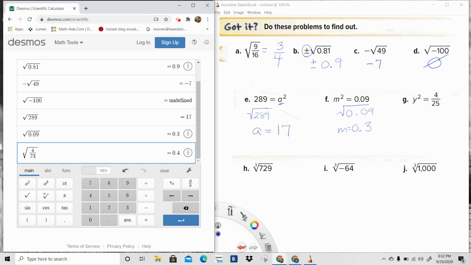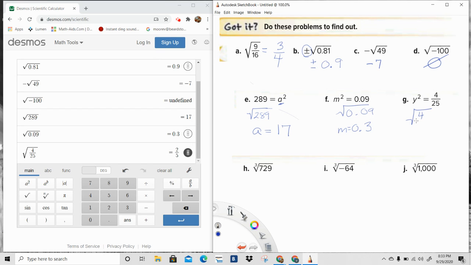But guys, if the problem is written as a fraction, I want your answer as a fraction. If it's written as a decimal in the problem, then your answer is a decimal. But here, the problem is written as a fraction, so I would like to have your answer as a fraction. So if you don't know what that is, you can come over here and click this fraction button. And it will show you that the square root of 4 over 25 equals 2/5.